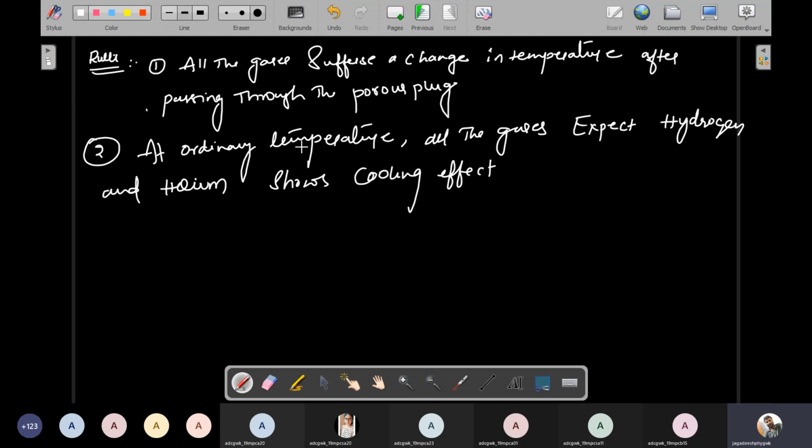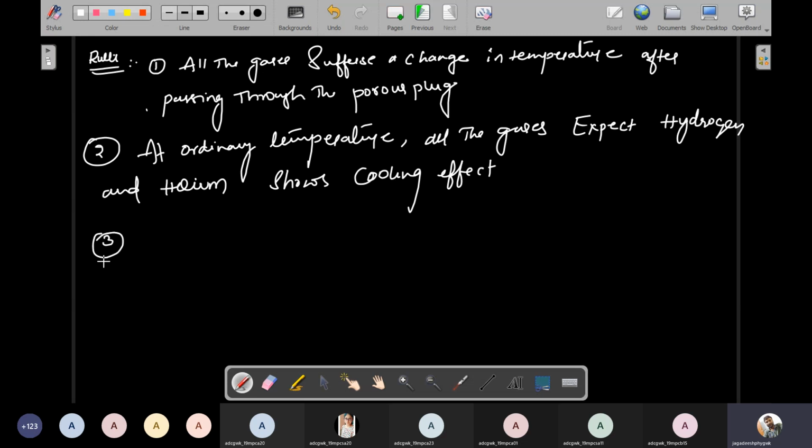If you do this experiment at ordinary temperature, that is the room temperature, in the room temperature all the gases, but except hydrogen and helium, become cooling. These two gases also become cooling, but it is not at room temperature. Above room temperature or below room temperature, the hydrogen and helium will show the cooling effect. Otherwise, at ordinary temperature, the hydrogen and helium do not show cooling effect. That's why I'm telling, except hydrogen and helium, remaining all gases almost show cooling effect.